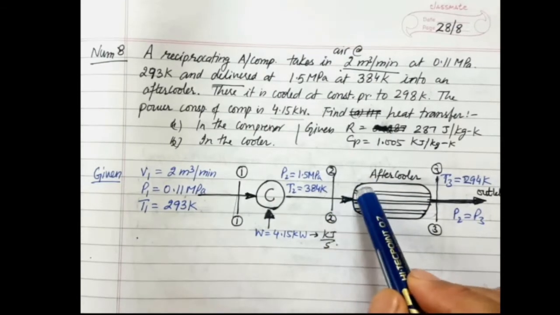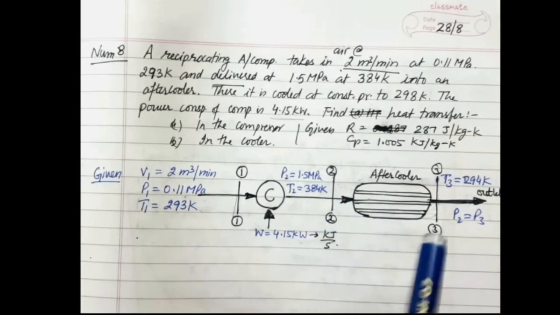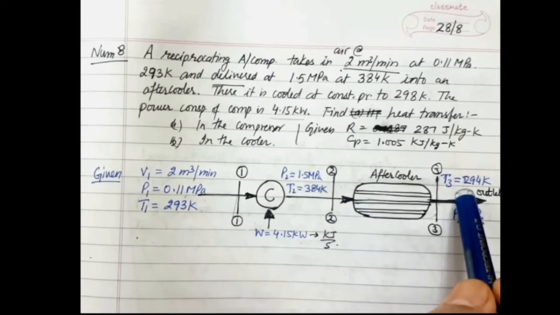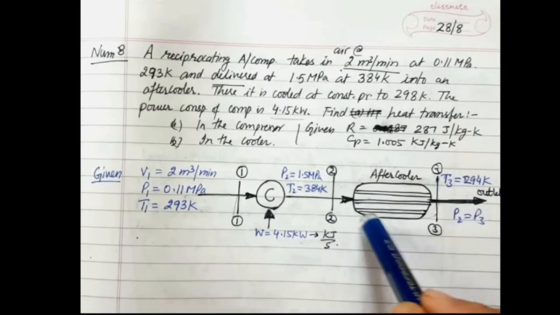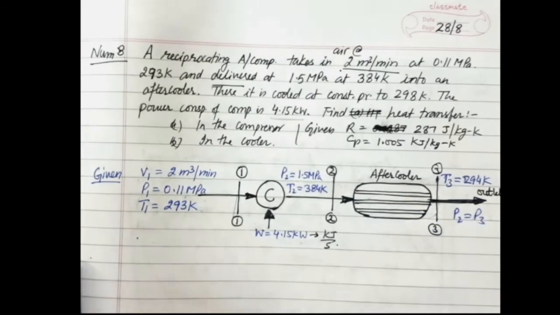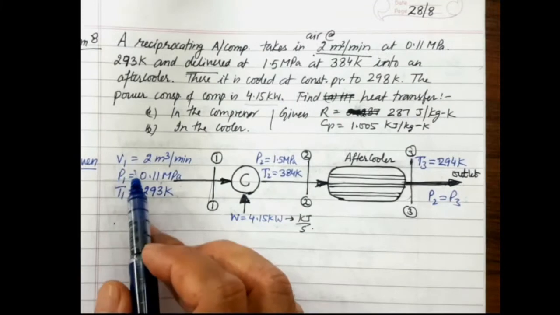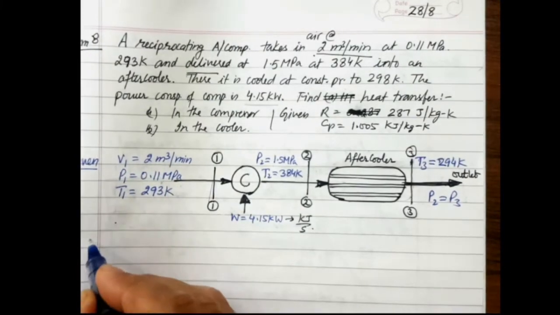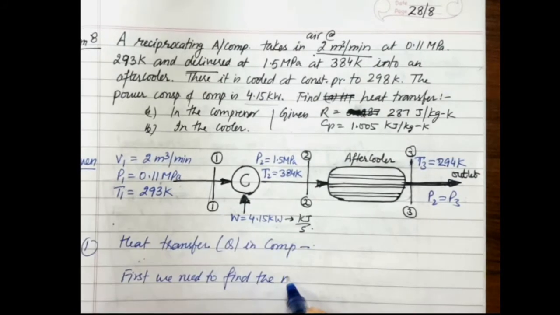Before this after cooler, the temperature of the air is 384 Kelvin. Once the air passes through the after cooler, the temperature is reduced to 294 Kelvin. But the pressure remains constant. आफ्टर कूलर में प्रेशर का कोई फ़र्क नहीं पड़ता, सिर्फ टेम्परेचर जो है वो कम होता है. वॉल्यूम ऑफ द फ्लो इज़ 2 cubic meter per minute. So first of all we need to find out the mass flow rate.